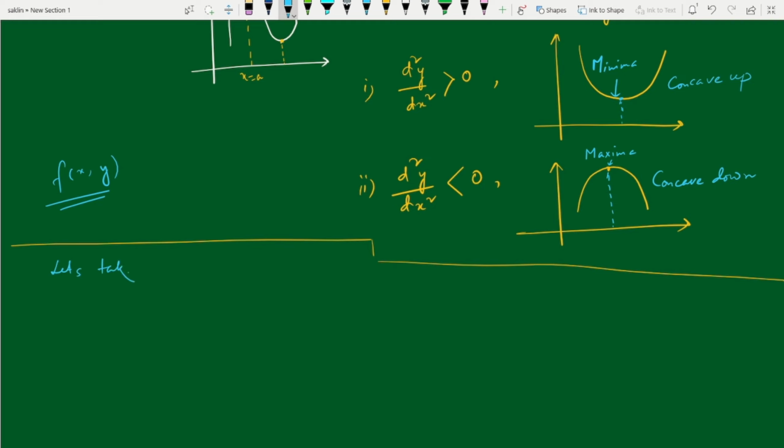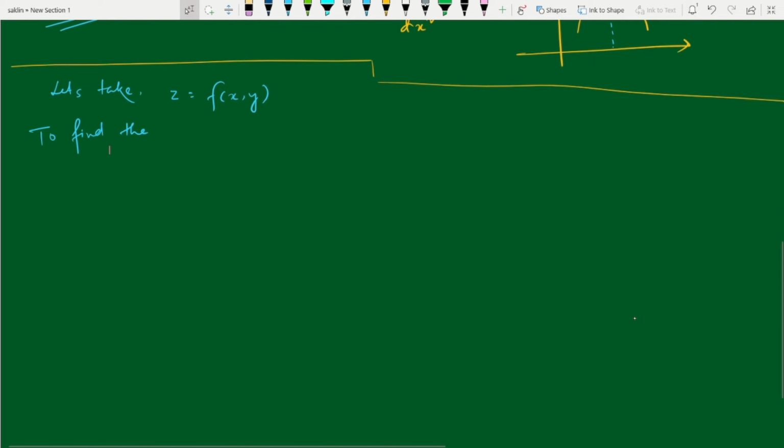Let's take a function which is z equals f of x and y. That means x and y are the independent variables and z is the dependent variable. Here we have to find the maxima and minima. We have to follow some steps.